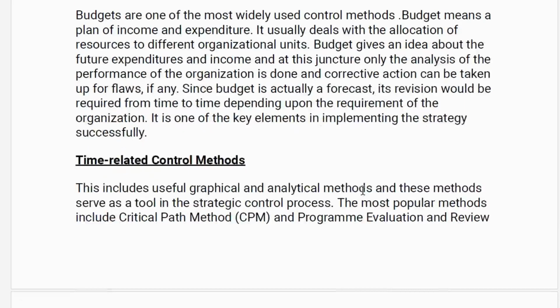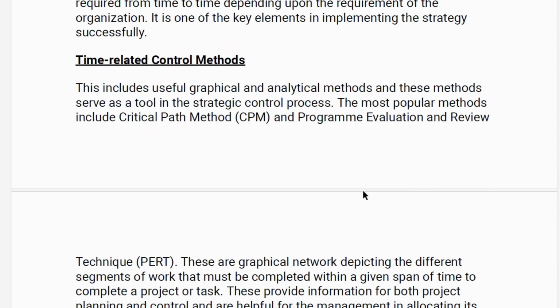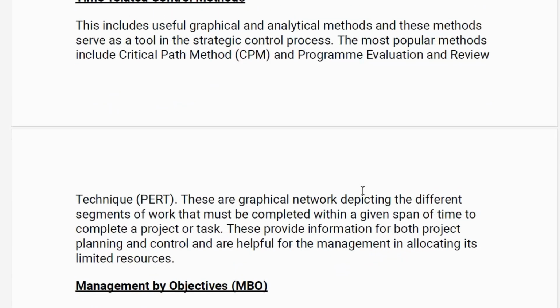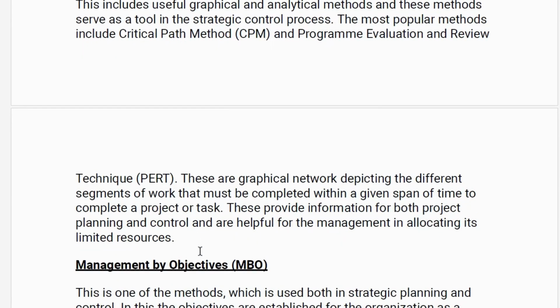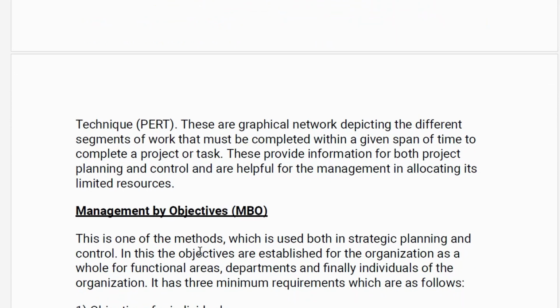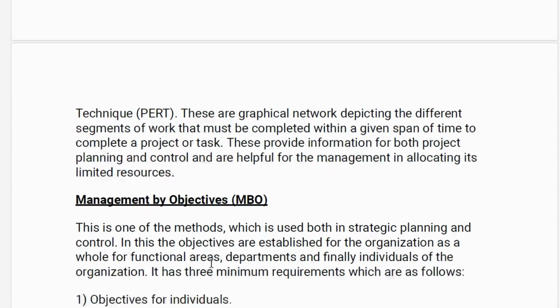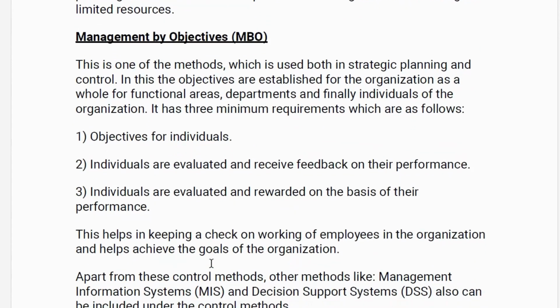Then the time related control methods include CPM and PERT. CPM is the critical path method, and PERT is the program evaluation and review technique. These are graphical networks depicting the different segments of work that must be completed within a given span of time. These provide information for both project planning and control and are helpful for management in allocating limited resources. Then comes management by objectives.